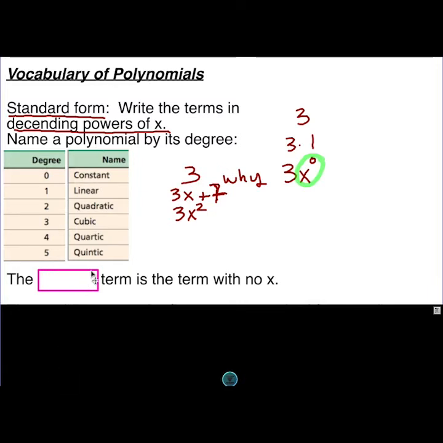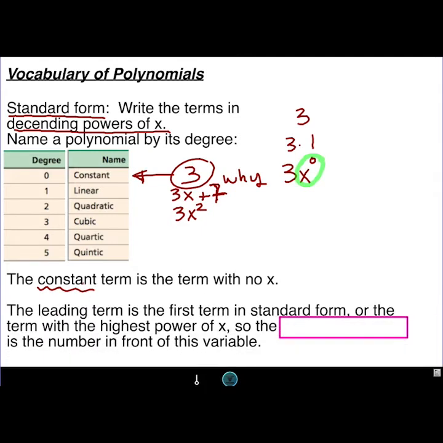The other thing we want to talk about is something called the constant. I did talk about this earlier. So the constant is the term without an x, and so that's up here. That's the language that we're going to use: hey, what's the constant? We'll talk about that. But the last thing I want to talk about is this leading term. When we put it in standard form, it's important for us to look at the leading term as we move through algebra. And that leading term, it's basically the first term in standard form, which is the highest power of x.